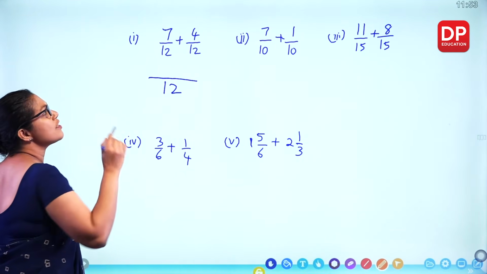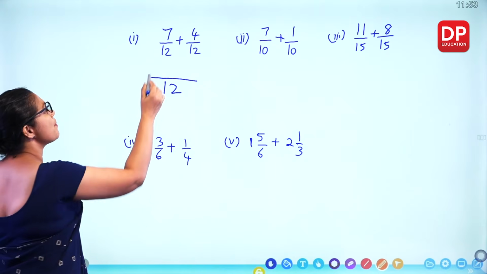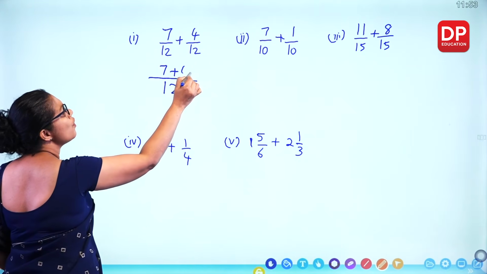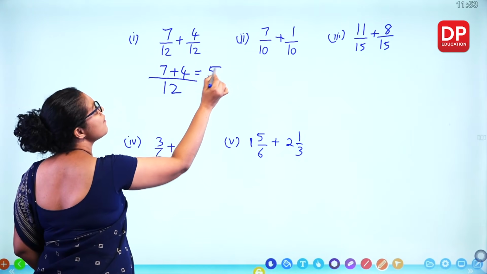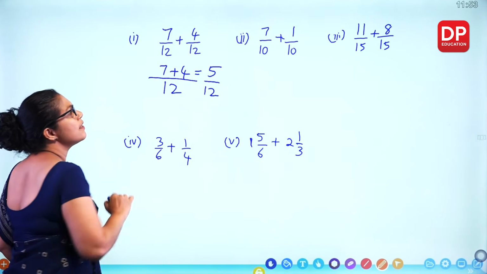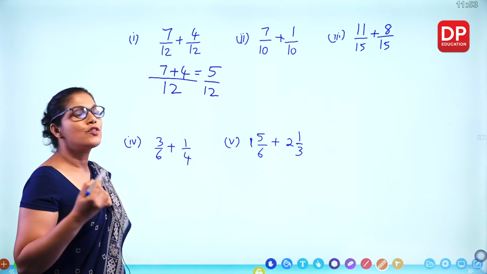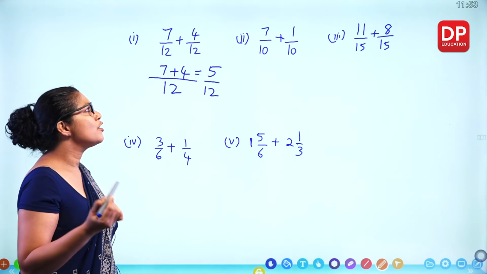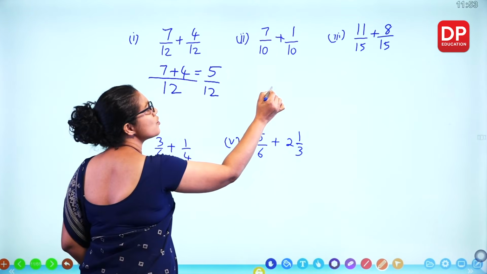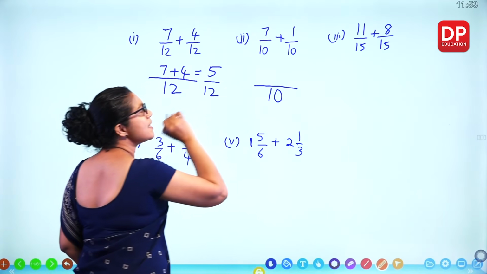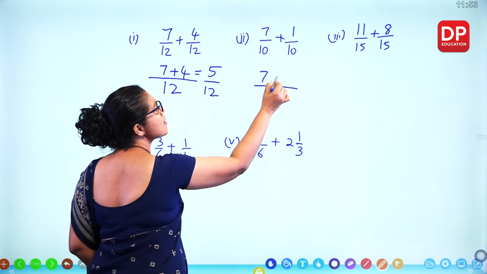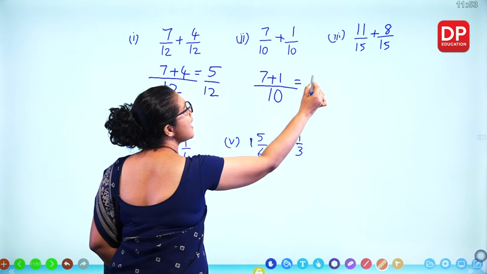So you can just add the numerators separately. So 7 plus 4, you get 5 over 12. So the second question also, you get same denominator. So you can just add the numerators separately. So common denominator is 10. 7 plus 1, you get 8.